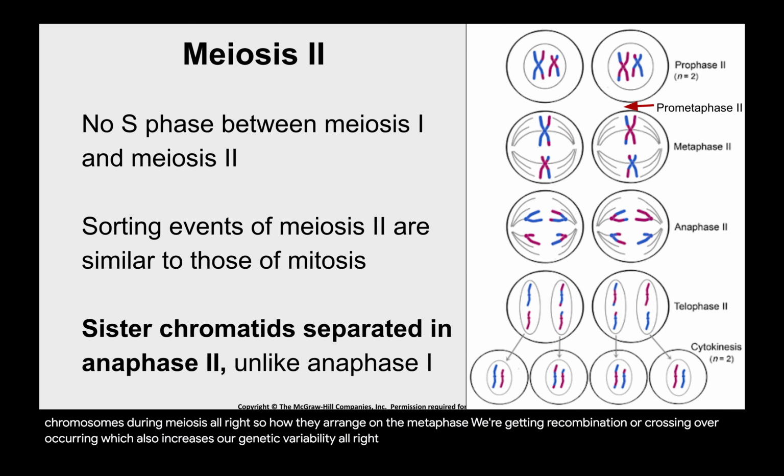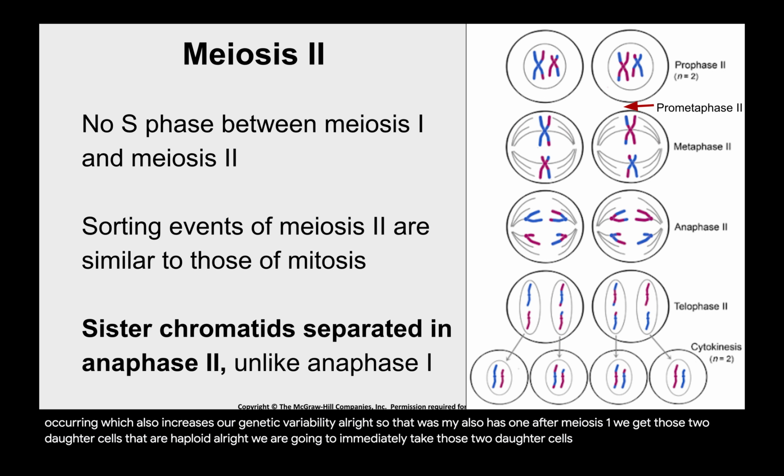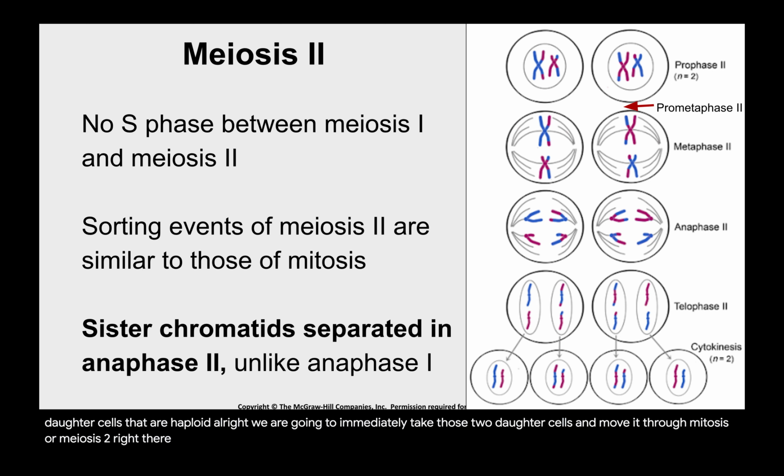All right, so that was meiosis 1. After meiosis 1, we get those 2 daughter cells that are haploid. We are going to immediately take those 2 daughter cells and move them through meiosis 2. There's going to be no interphase in between meiosis 1 and meiosis 2.